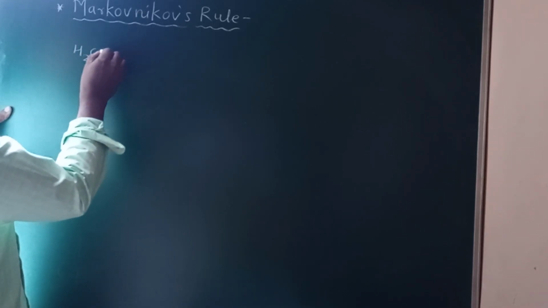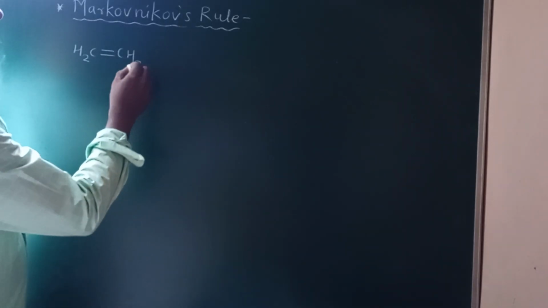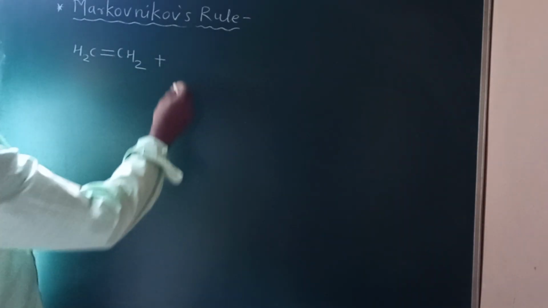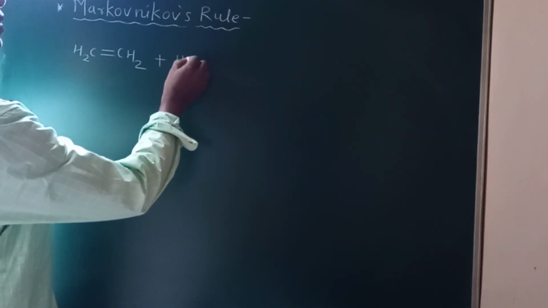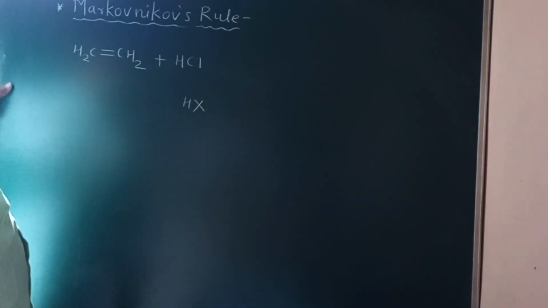CH2 double bond CH2, it's an alkene, right? Yes, it is an alkene and it is a symmetrical alkene. It is a symmetrical alkene because the substituents of these two carbon atoms are the same. And we're going to add HX. HX means halogen acid or hydrogen halide also, right?